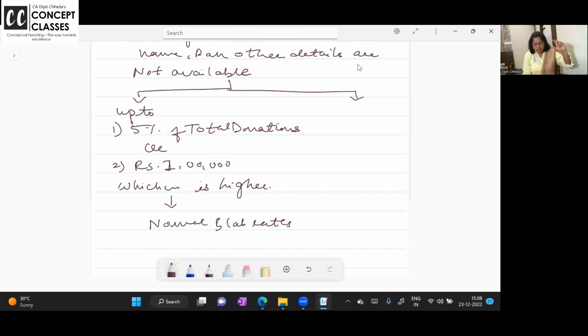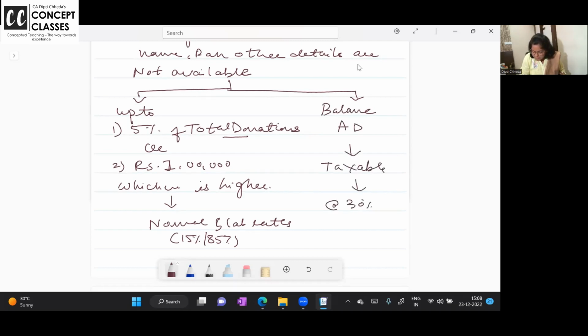5% of the total donations, or what is total donations? I'm coming to that. Wait, please. 5% of the total donations or rupees 1 lakh, whichever is higher, this is taxable at normal slab rates. Definitely this will go into that 15 and 85%. Now this 15 and 85, please park it. I'll explain. And the balance anonymous donations is taxable at the rate of 30% flat.